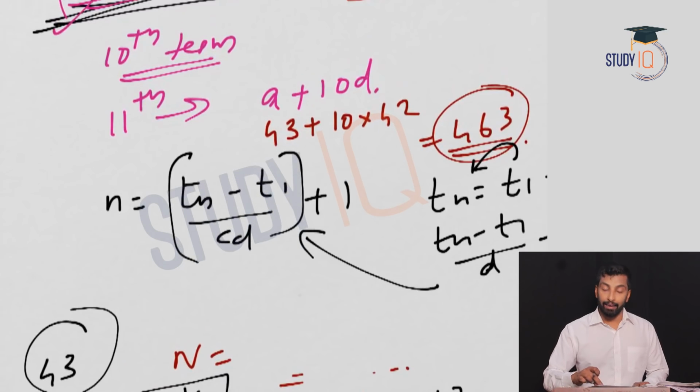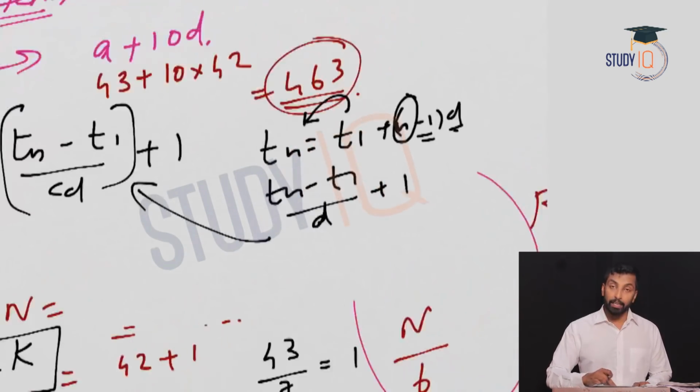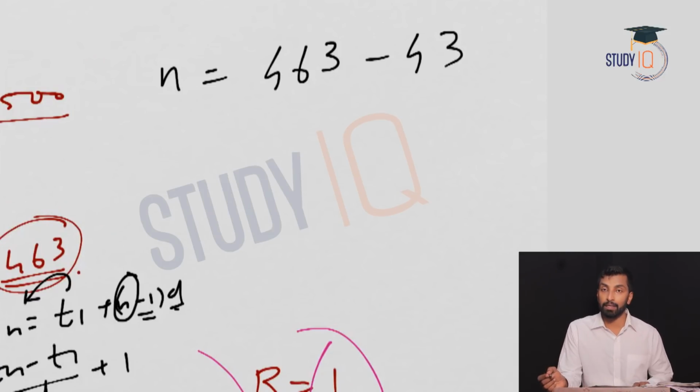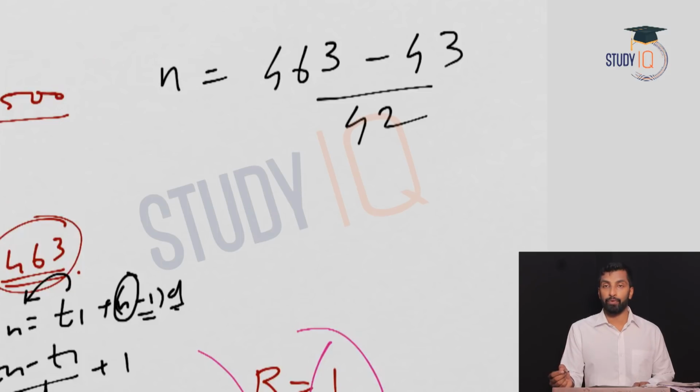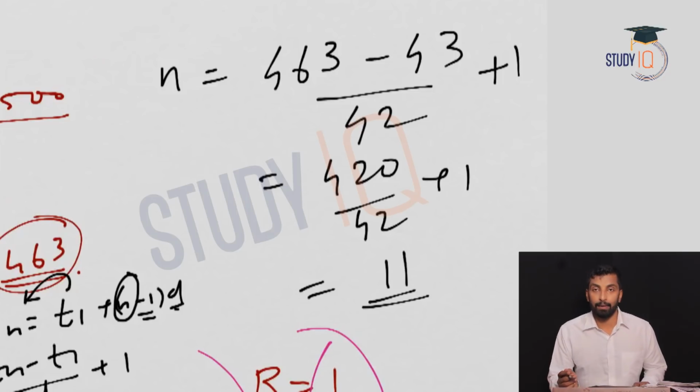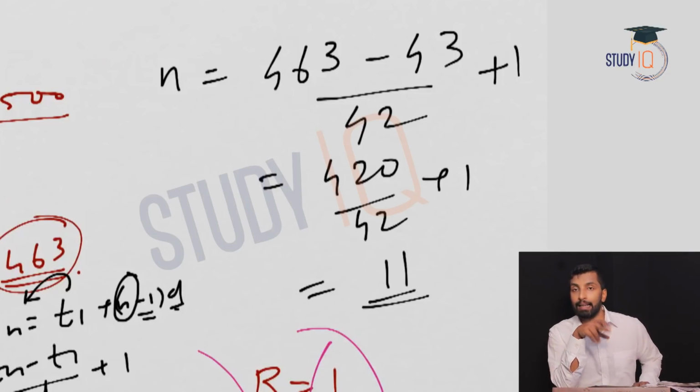So you know Tn, that is 463 here. We got it already. So the number of terms n is equal to 463 minus 43, that is the first term, divided by 42, that is the common difference, plus 1. What do you get? 420 divided by 42 plus 1, that means 11. That is correct because 463 was the 11th term.